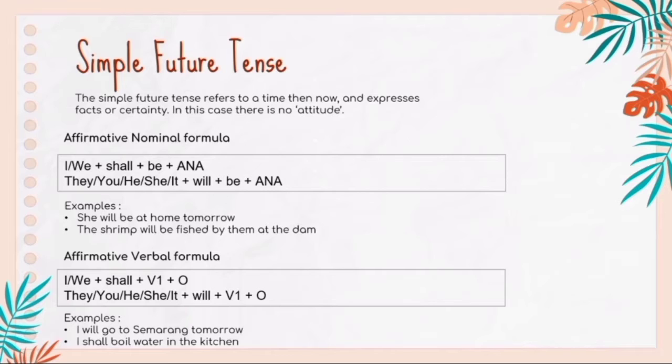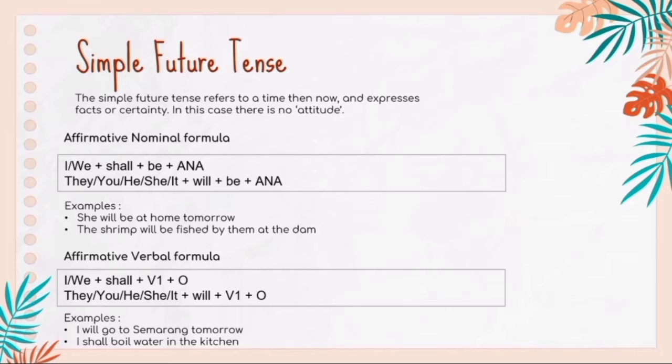In this case, there is no adjective. Affirmative nominal formula for simple future tense: I or we plus shall plus be plus Anna. Anna is adjective, noun, and adverb. They, you, he, she, it plus will plus be and Anna. Examples: she will be at home tomorrow. The shrimp will be fished by them at the dam.